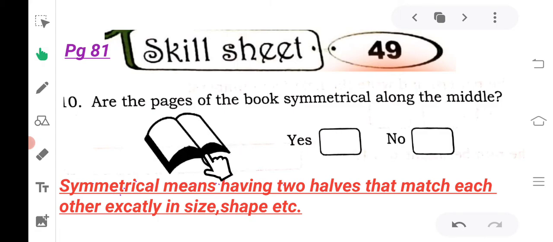So see the book, see the pages, are they divided equally? See, so many pages are here and there are fewer pages here than there. So are these pages of the book symmetrical along the middle? Your answer will be no, it is not. Understood? Because the two equal halves should be exactly the same in size and shape, etc.